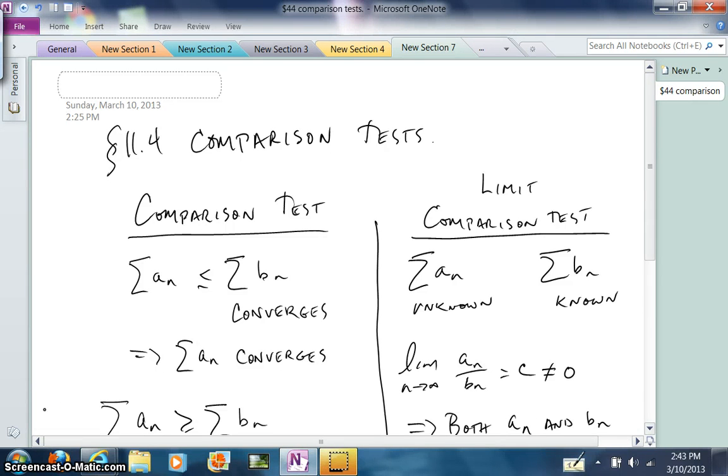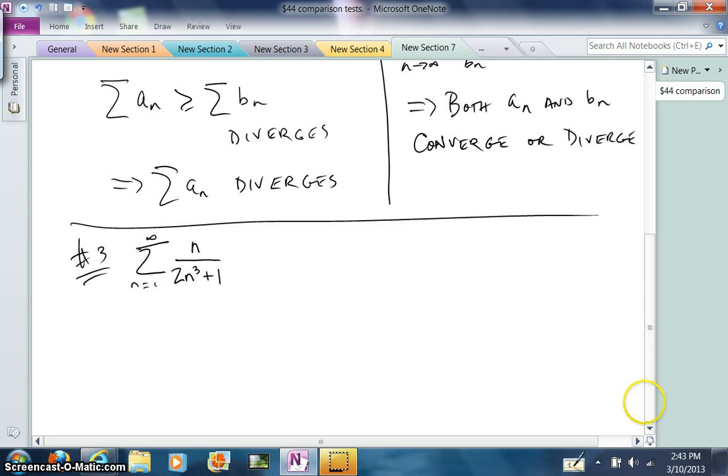Section 11.4 is all about comparison tests. There's two tests, that's why it's plural here. The first one is just your standard comparison test. So if you know that a series converges, and you are asked to find a series that happens to be less than one that you know converges, then the series you're asked about also converges.